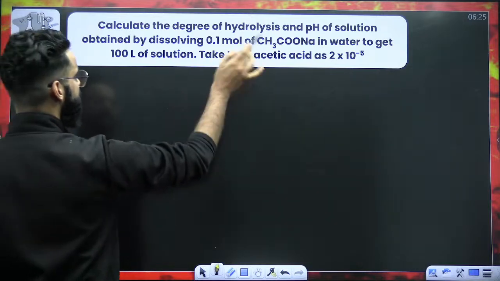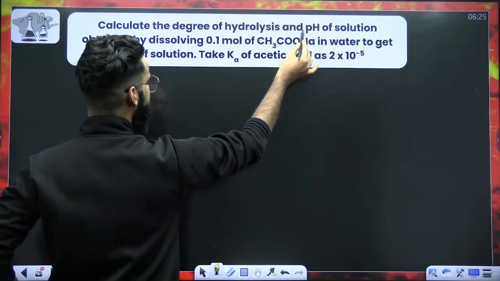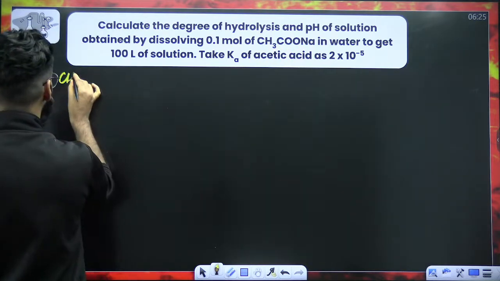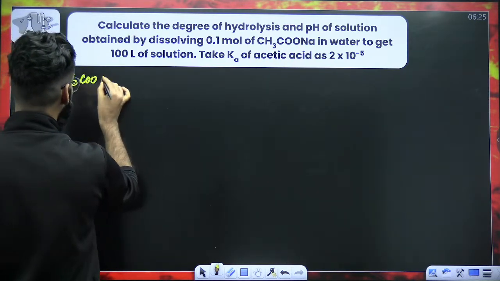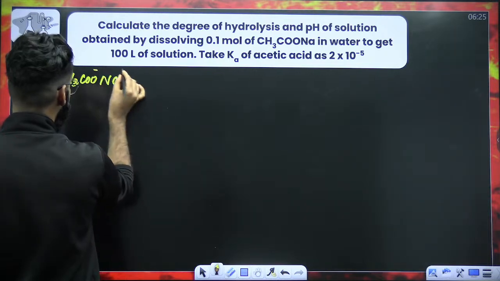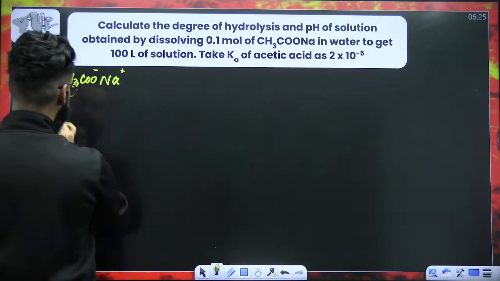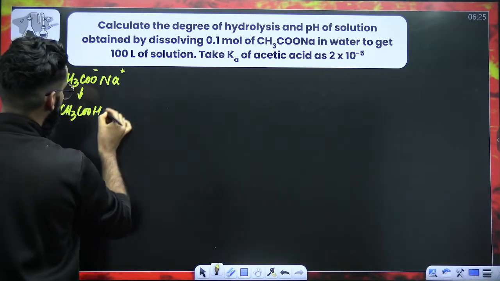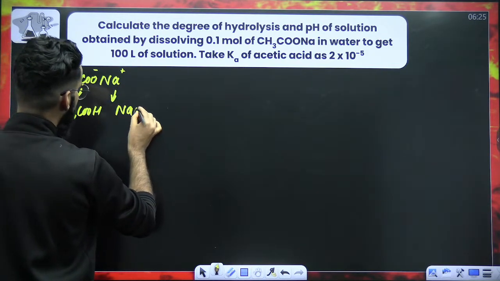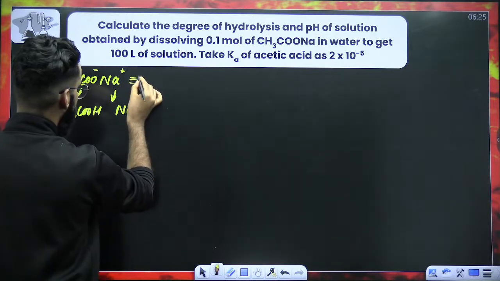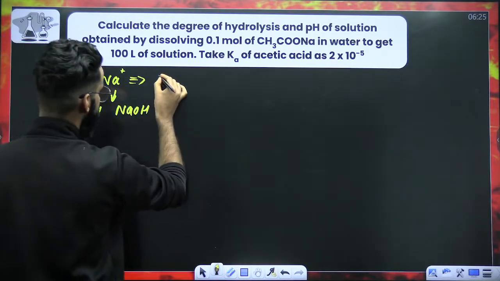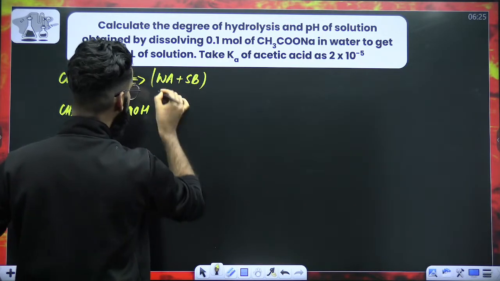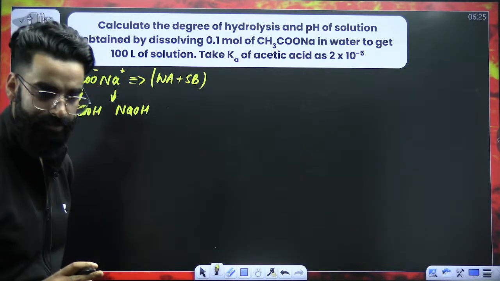So the salt is CH3COONa, which can be written as CH3COO negative and Na positive. CH3COO negative has come from CH3COOH and Na positive has come from NaOH. So this particular salt is a salt of weak acid and strong base, right? So first of all, you identified the salt.